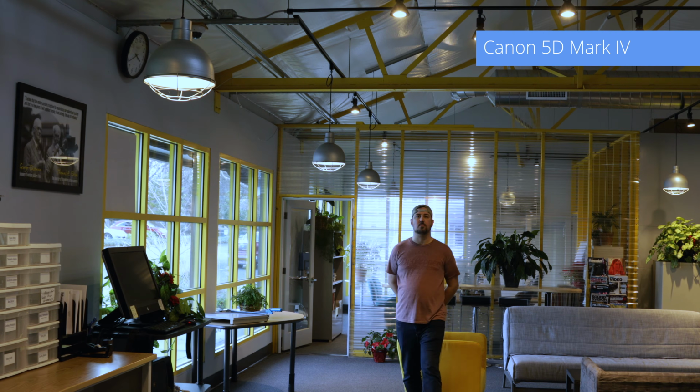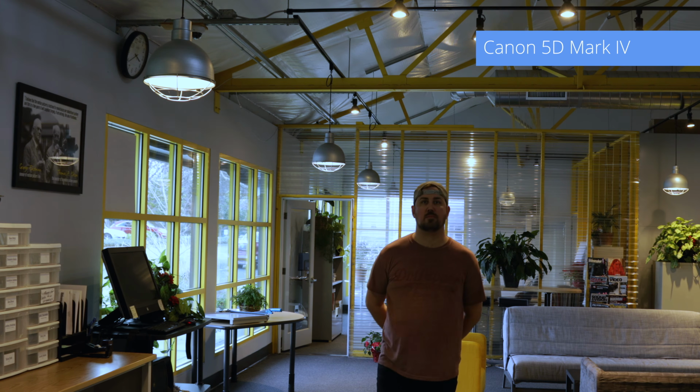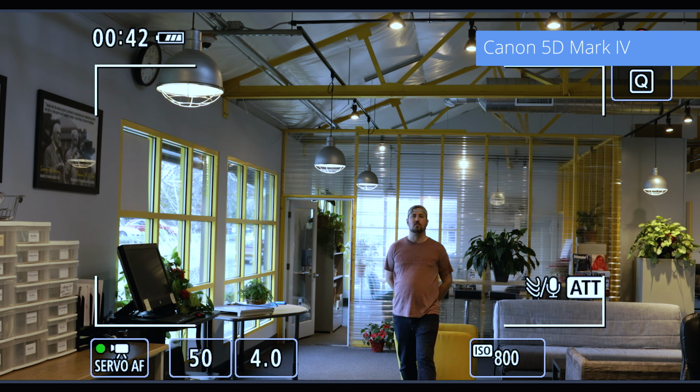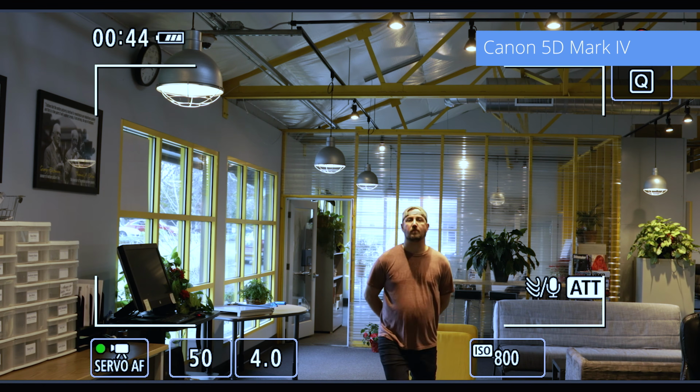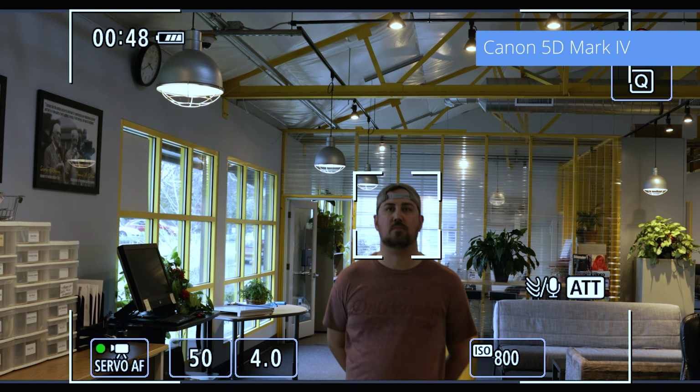Moving on to the dual pixel autofocus found on both cameras when shooting video, here's a shot from the 5D Mark IV. Now the same shot with overlays. Notice where my face becomes detected.